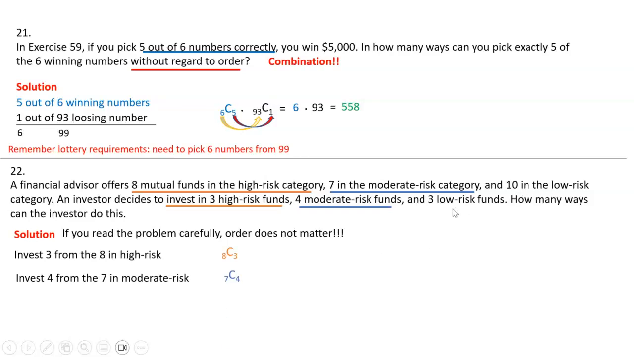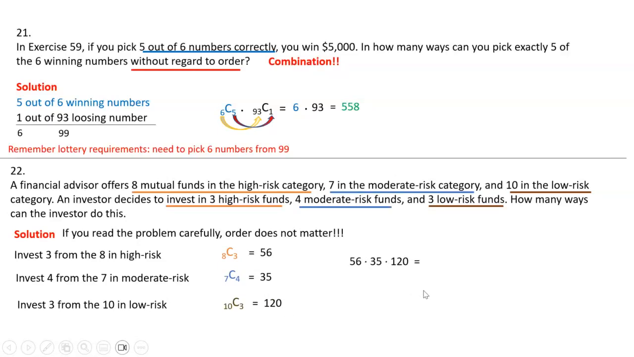And finally, from the 10 low risk, they want to invest in 3. So it's going to be 10 combination 3, right? And then we put it in the calculator. So this gives us 56. This will give us 35, and this will give us 120. You multiply them out, and the answer will be 235,200 different ways. This is the answer for this one.